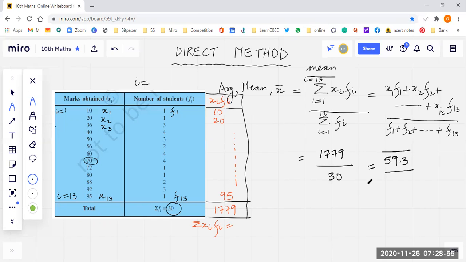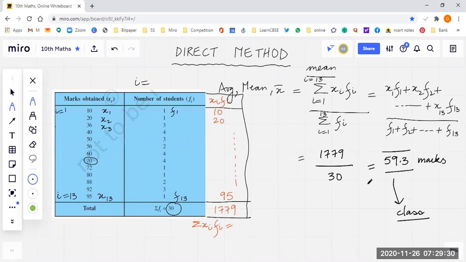Let me ask you students, what is the unit of 59.3? Well, it's the same unit of marks obtained. Marks. This is basically marks. That means now 59.3 marks belongs to which student? It doesn't belong to any student. These marks belong to the whole class. This is the average of the class, not the average of any student or any group of students. It's an average of all the 30 students constituting the class.